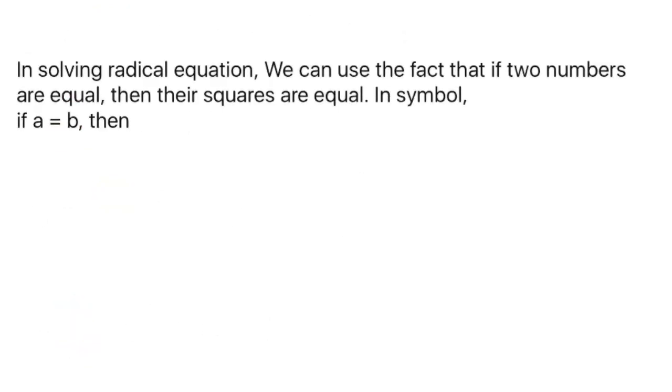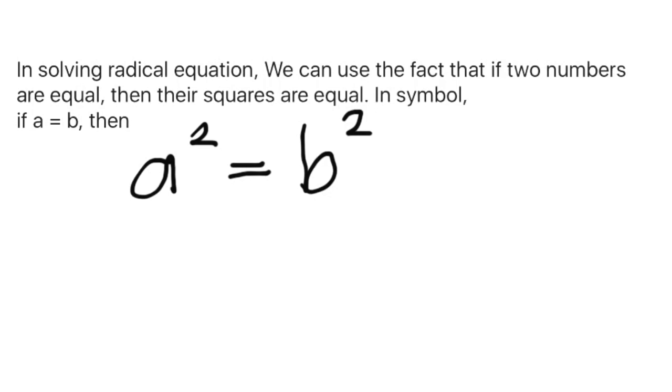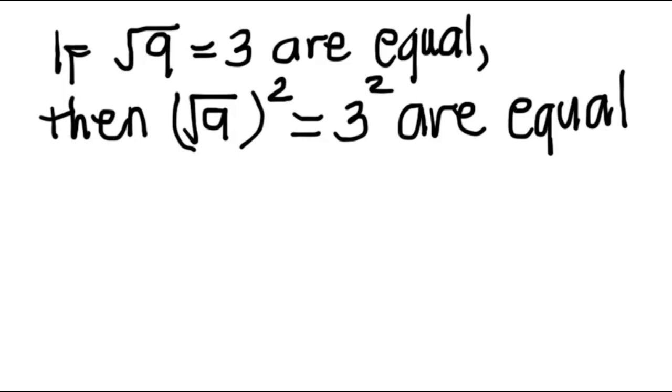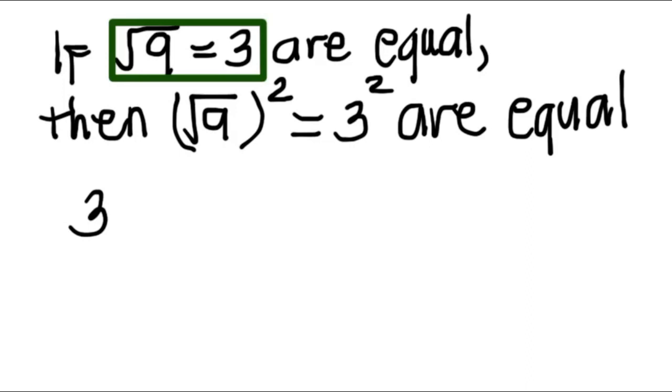Now, in solving radical equations, we can use the fact that if two numbers are equal, then their squares are equal. In symbols, if a is equal to b, then a squared is also equal to b squared. Example, if square root of 9 equals 3, then the square root of 9 squared equals 3 squared. So the first one, we have square root of 9 equals 3. We all know that the square root of 9 is 3.